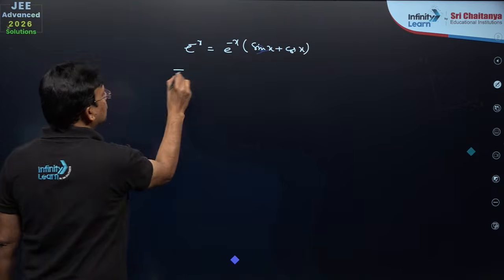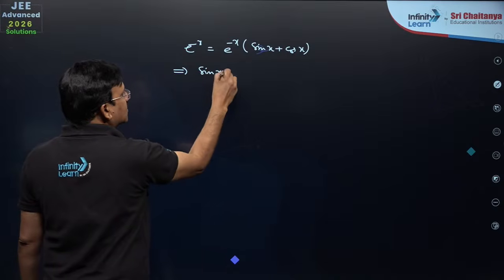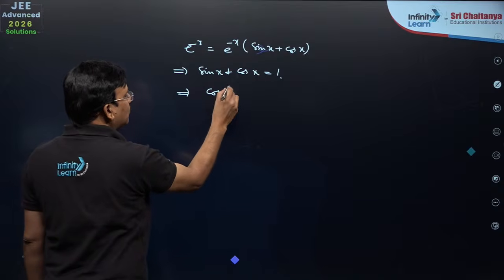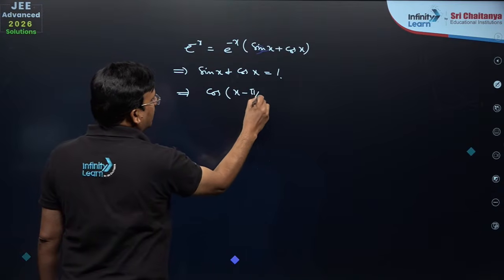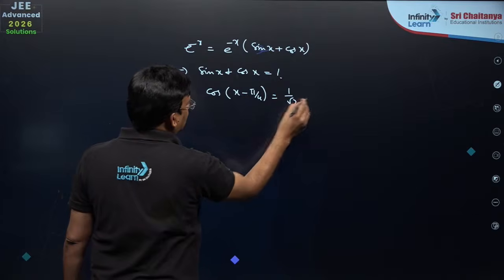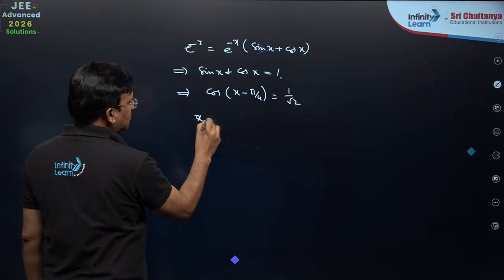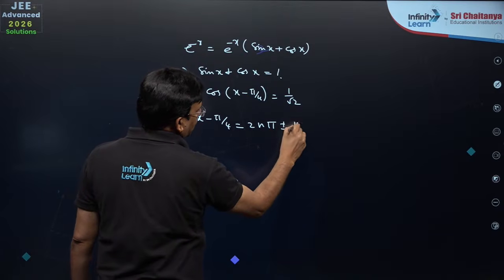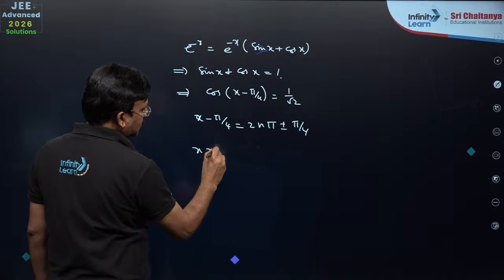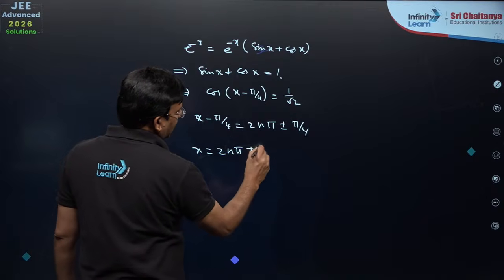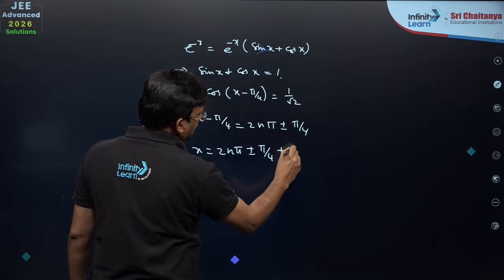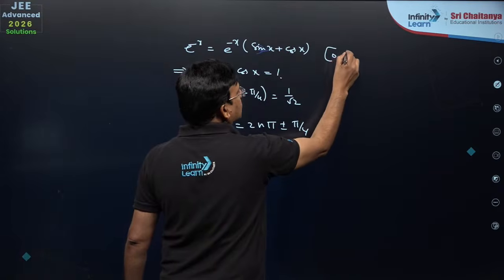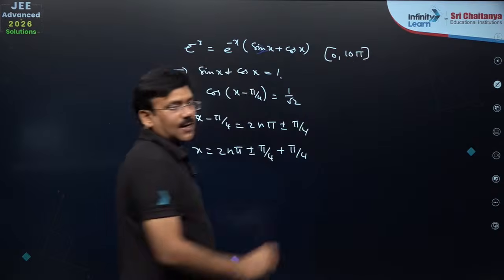Try to solve these two, you will get sin x plus cos x is equal to 1. So you just multiply with 1 by root 2, cos of x minus pi by 4, this is going to be 1 by root 2. You try to write the general solution, x minus pi by 4 is 2n pi plus or minus pi by 4. So you can get x is equal to 2n pi plus or minus pi by 4 plus pi by 4, n belongs to Z. But we are thinking in the closed interval 0 to 10 pi, correct?